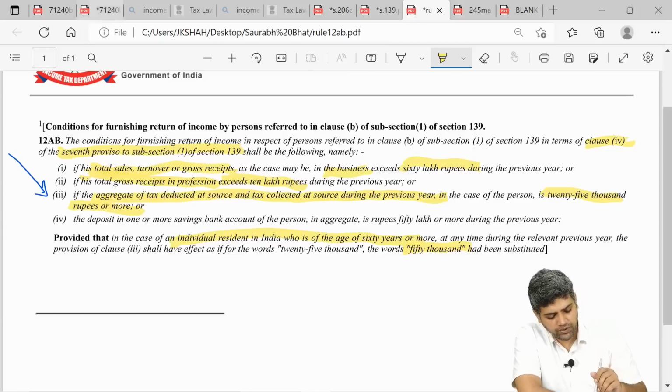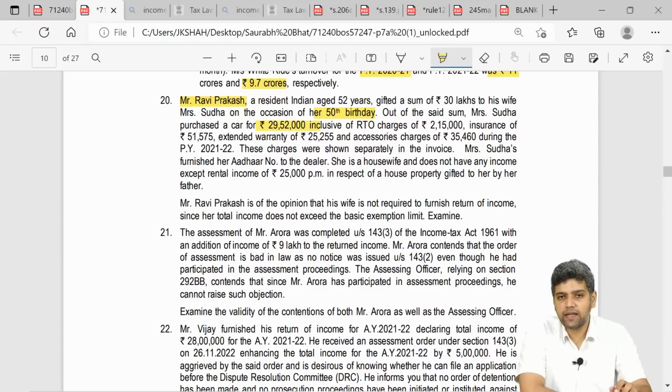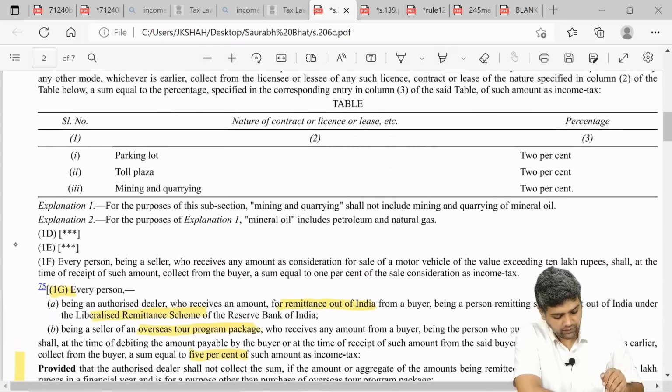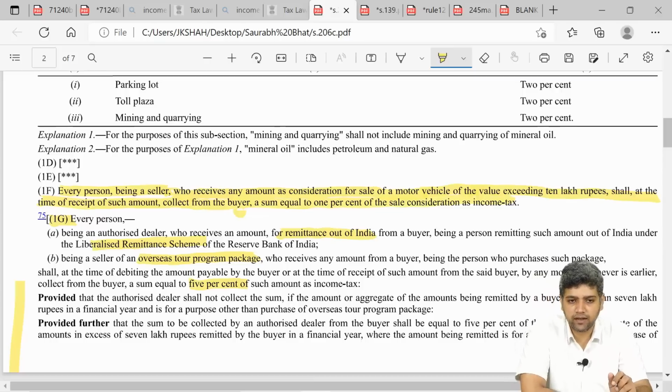Sir, but where is there information given regarding TDS, TCS? It is given, because when they tell us that she has purchased a motor car worth 29,52,000, you should quickly remember the provision of section 206C subsection 1F. 206C subsection 1F says, every person being a seller who receives any amount as consideration for sale of a motor vehicle of the value exceeding 10 lakh rupees shall at the time of receipt of such amount collect from the buyer a sum equal to 1% of sale consideration as income tax.